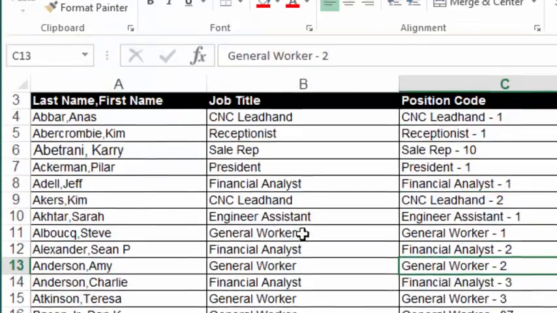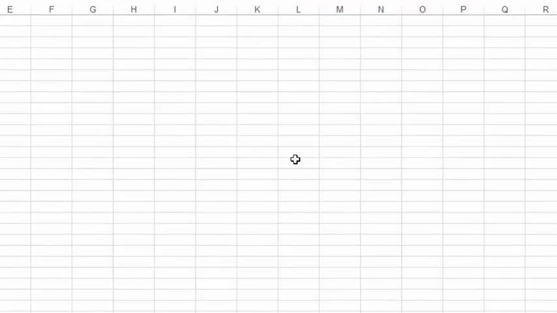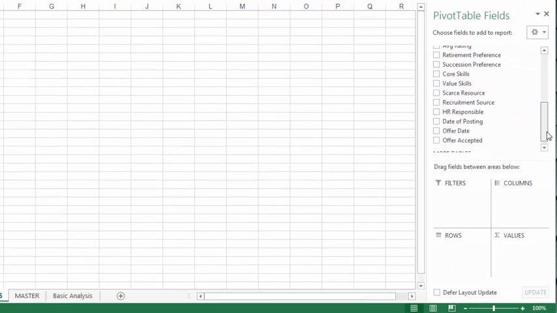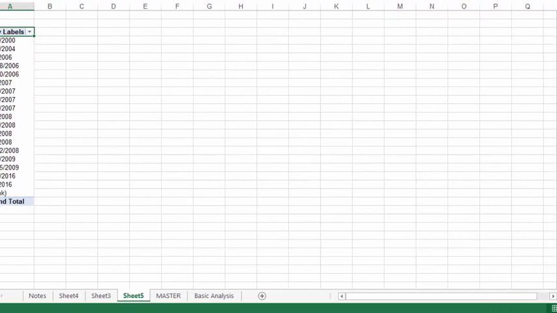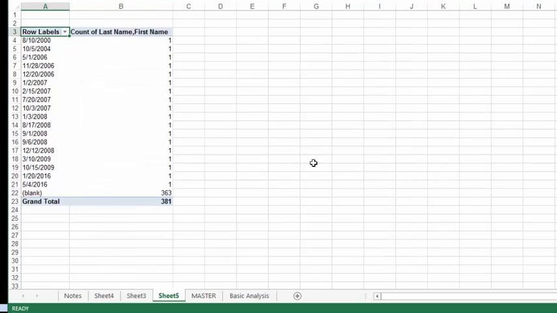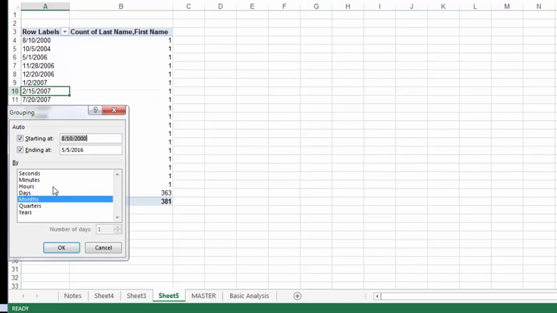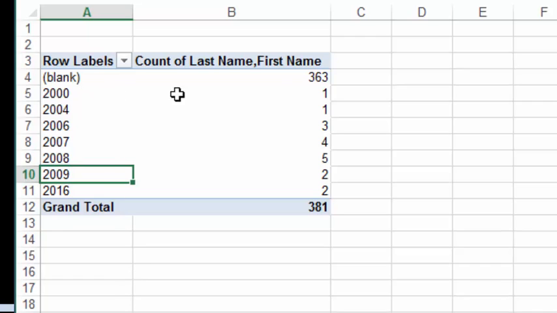Let's go back to master. Let's do another one. Insert, pivot table. Okay. And this time, let's do some analysis on termination. I want to put termination date here, and it gives me all the different dates that people were terminated and the number of people that were terminated. And I want to see this by year, right? So I want to right click, group, and let's group it by years. And notice that it's giving us everybody, but there's 363 that are blank.